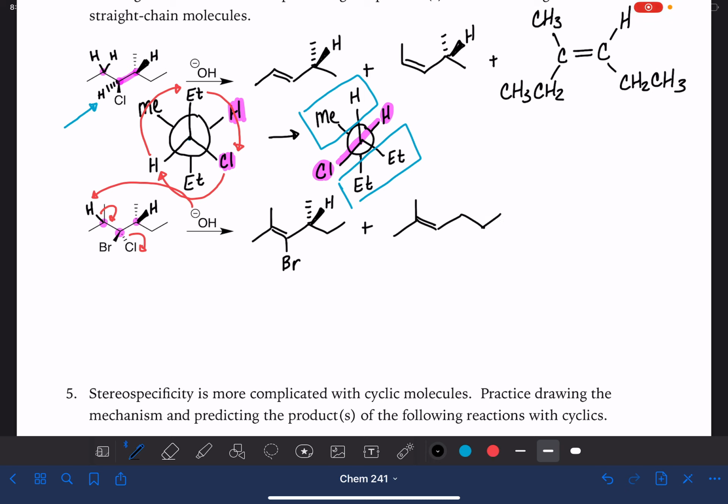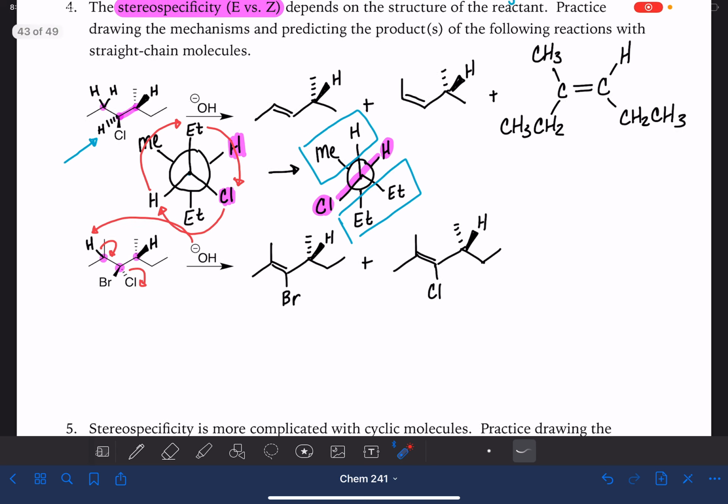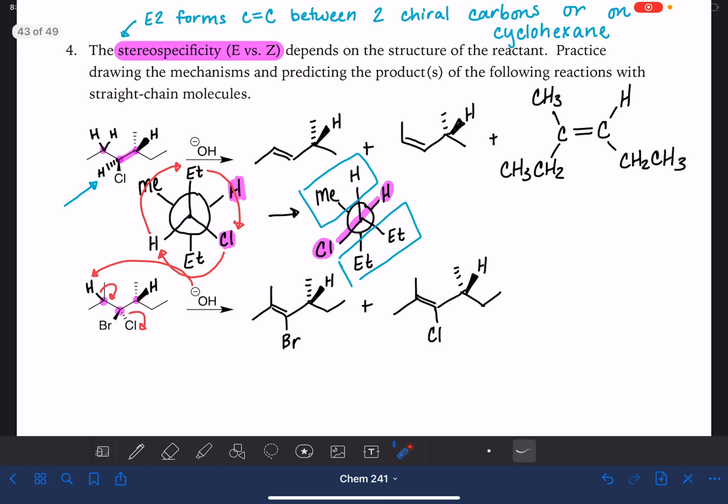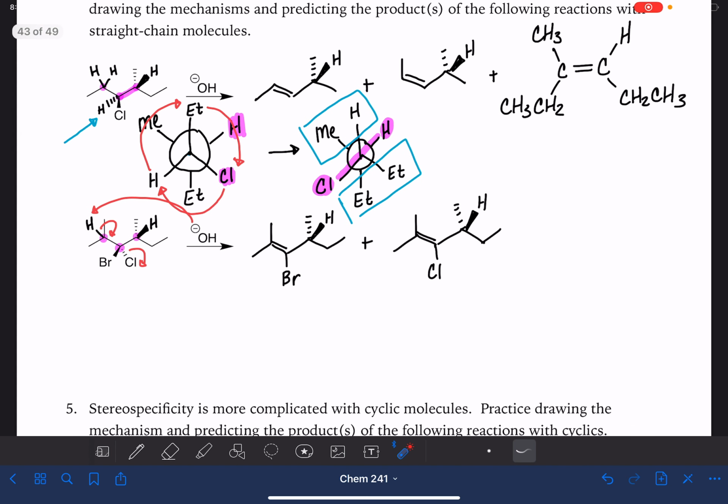One where the chlorine leaves, one where the bromine leaves. We will have a conversation later about the difference between bromine and chlorine as a leaving group. One of them is better than the other. Not significantly, so don't need to worry about that at this particular time. We're just really focused on the concept of stereospecificity and not the subtle difference between a bromine and a chlorine as a leaving group.